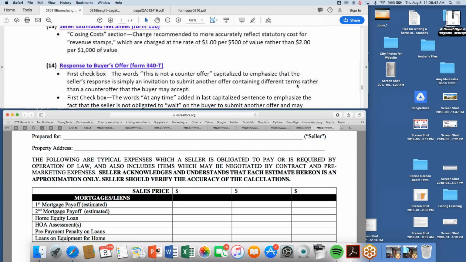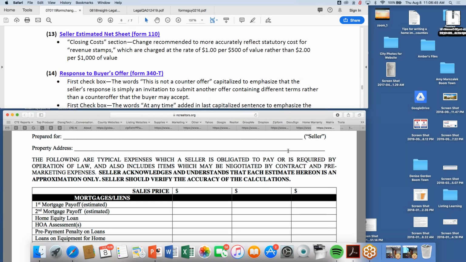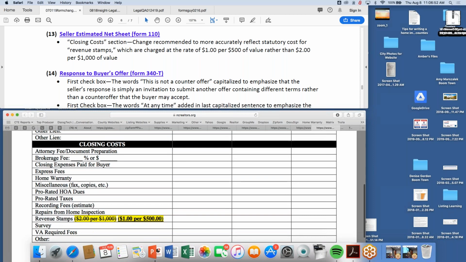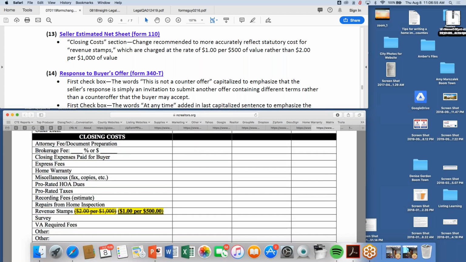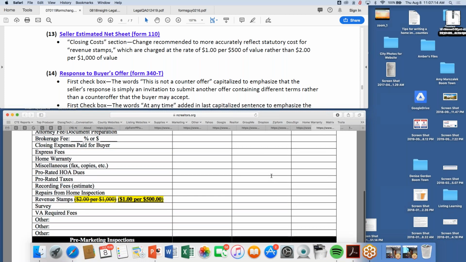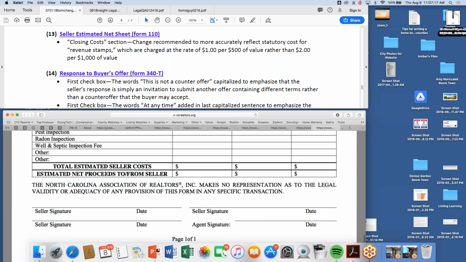So how many people use the seller's estimated net sheet that is online? It's starting to be used. Okay. I have my own version of it, but I like this form. One of the things that they did is they thought it was confusing to say $2 per thousand, so they switched it to $1 per 500. They serve a purpose. So, I mean, it's the same exact thing. We haven't changed how it's calculated. It's just clarifying so that people can do a little bit easier math.